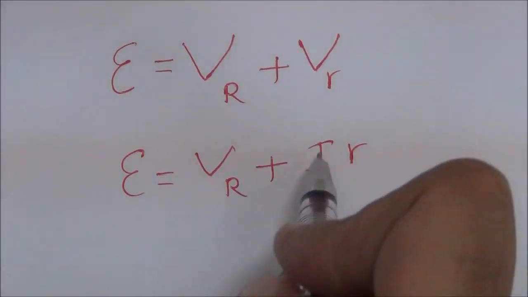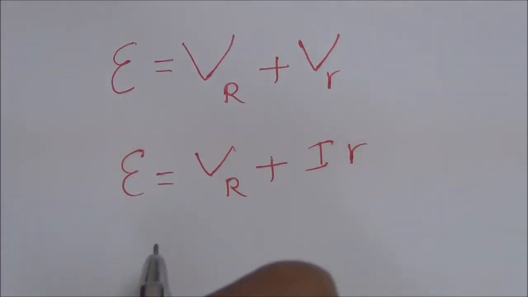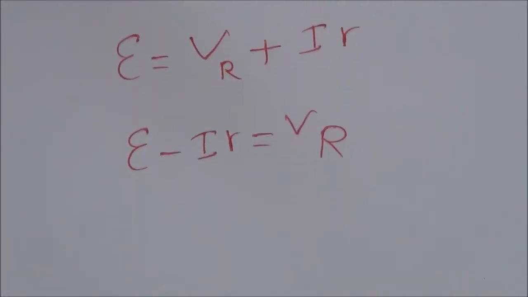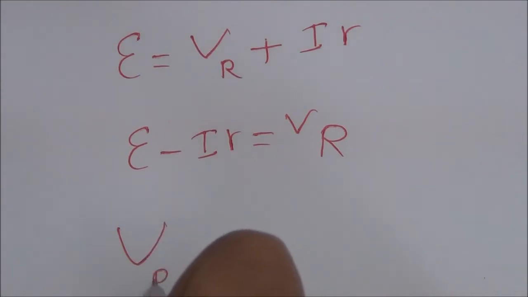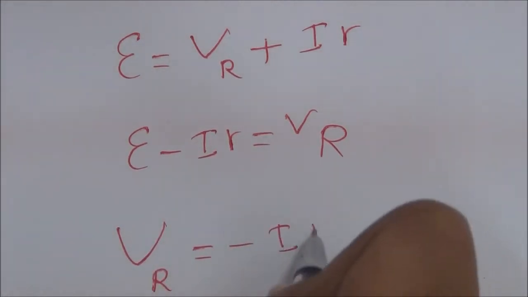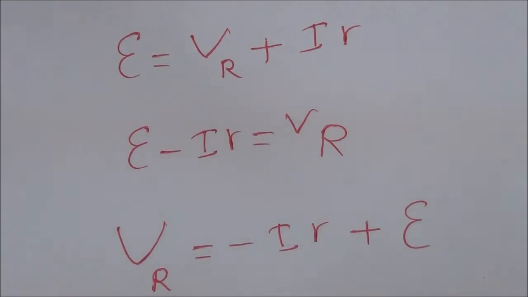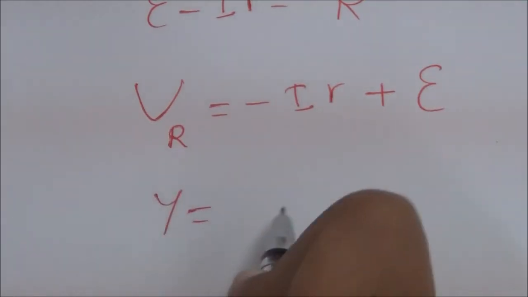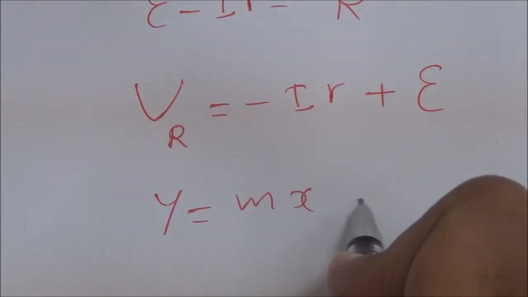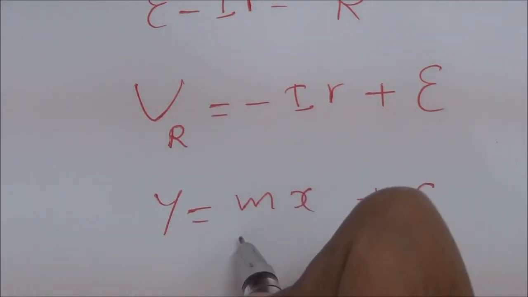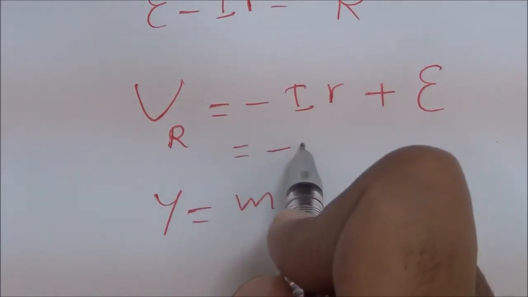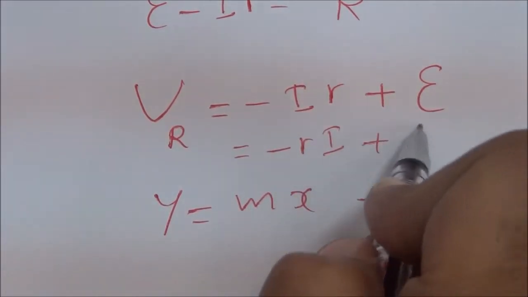Rearrange this formula, so we shift Ir to the other side. So we write E minus Ir equals V_R, or we can write V equals negative Ir plus E. This equation looks like y equals mx plus c, where m is the gradient. We can rearrange this to get negative rI plus E.